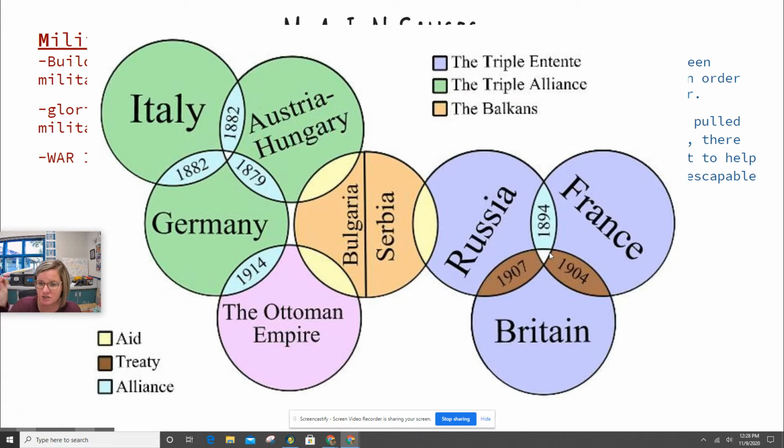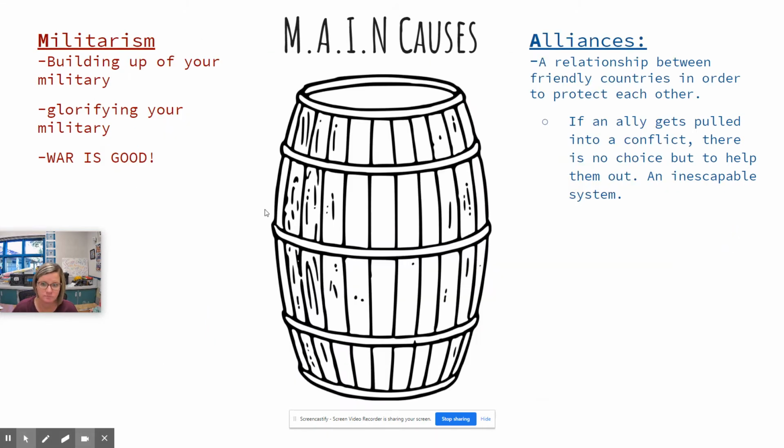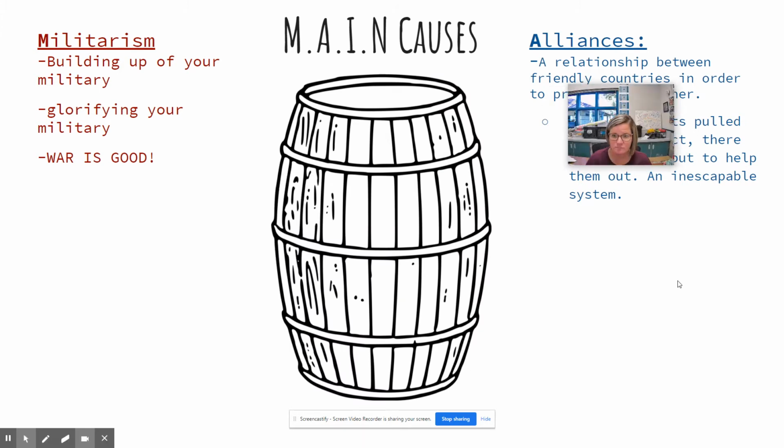The Triple Entente right now is Russia, France, and Great Britain, and they will end up turning into the Allied powers. The Ottoman Empire will join Germany and Austria-Hungary at the beginning of World War I. Italy switches sides over to the Allied powers, and then you have Bulgaria, which is going to team up with Germany, and Serbia, which is in an alliance with Russia. That's what your alliances look like prior to World War I breaking out.